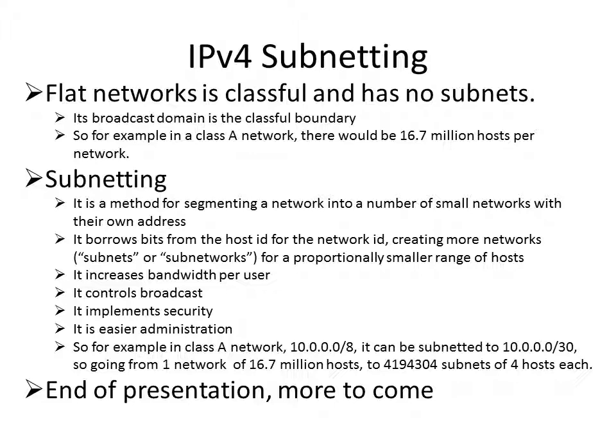And we can illustrate this by just taking a look at how a classful Class A network of 10.0.0.0 with a mask of 8 can be subnetted to networks that are 10.0.0.0 with a mask of 30. So going from one network of 16.7 million hosts, we can go to 4,194,304 subnets of 4 hosts each.